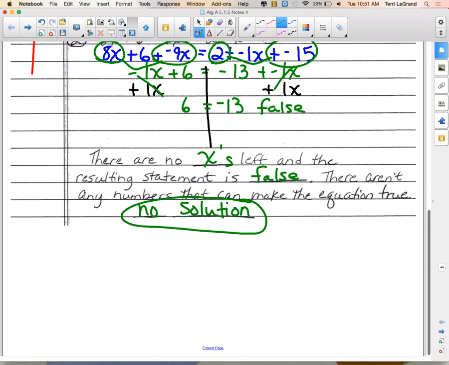That's not true. 6 does not equal negative 13. That's false. So once we get to that point and we say, you know what, the x's disappeared, I ended up with this crazy statement that's not true, I'm going to say this has no solution then.